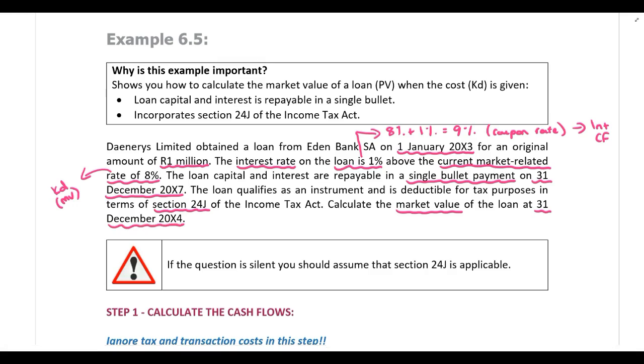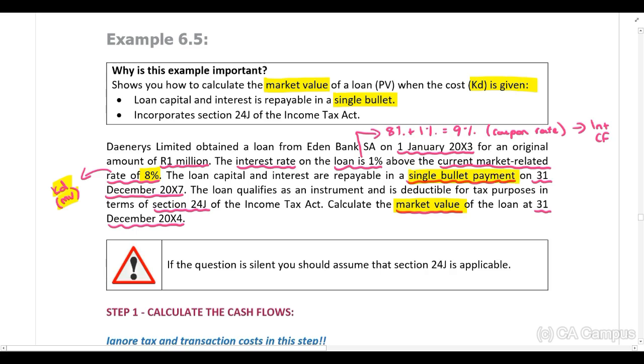All right, so why is this example important? Well, firstly, you have been given the cost of debt. So the cost of debt over here has been given, and you are required to calculate the market value of the loan. In addition to that, this example shows you how to deal with a situation where the interest and capital on the loan is repayable in a single bullet payment.